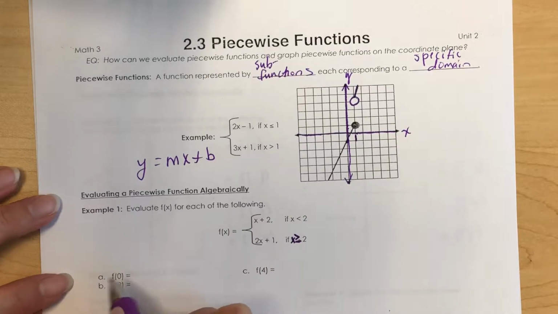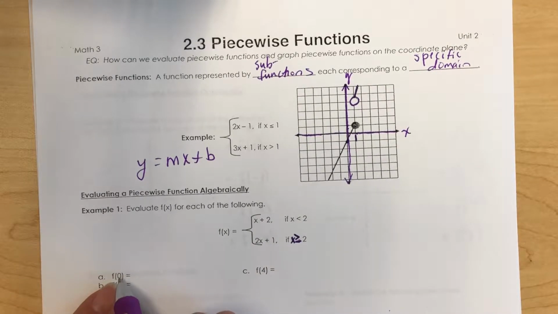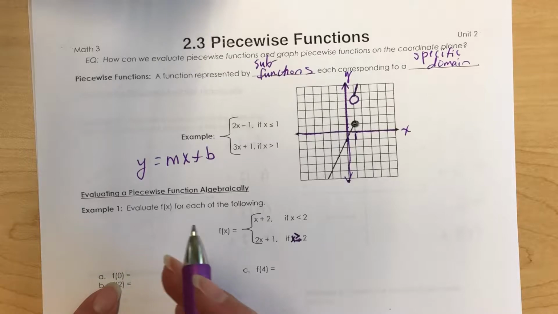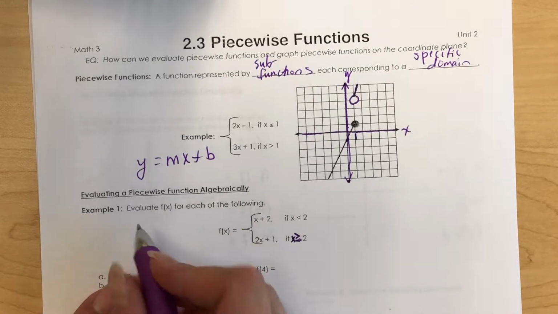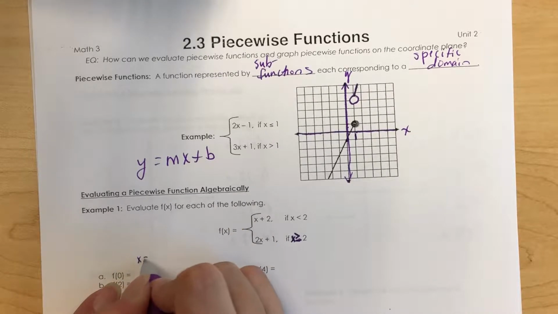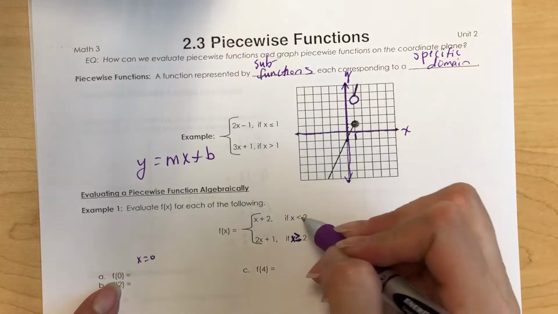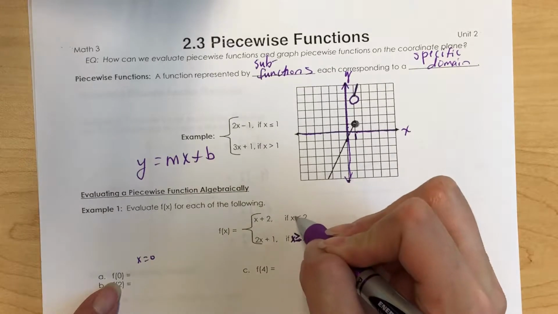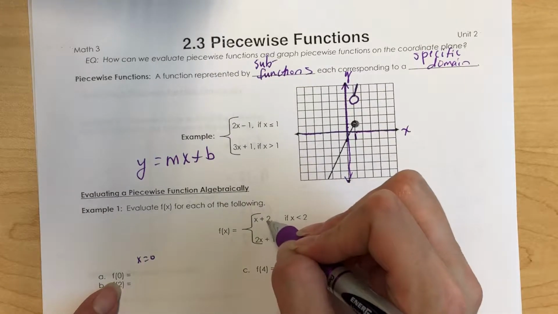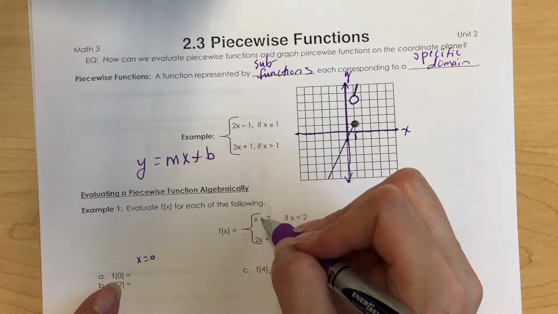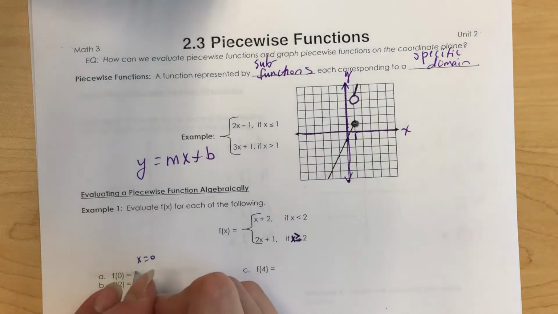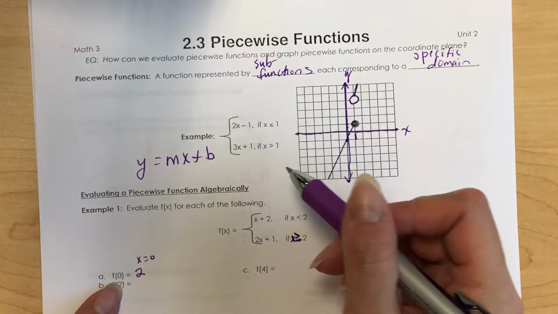So in part A, remember when you're working with function notation, the number inside the parentheses is your x. So this means if x equals 0, what is y? Okay, so here x equals 0. So I have to come over here to decide where I need to be. If x equals 0, since 0 is less than 2, I need to use the top part. So I'm going to put 0 into x plus 2. I'm going to say 0 plus 2. So my answer is 2.